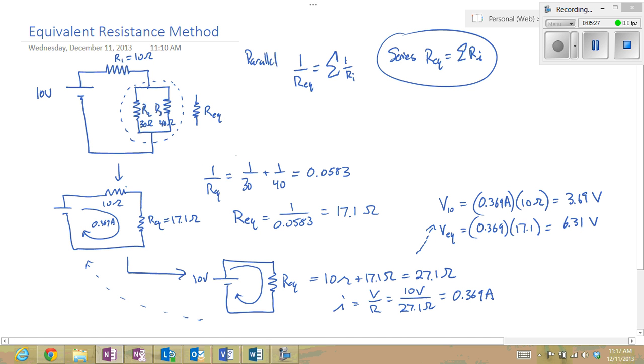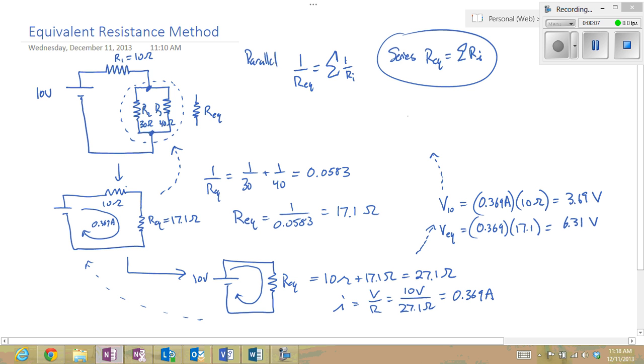Now I can go back another step. So here I'm going to fall back to my previous diagram. And I now know from the top end to the bottom end of the parallel combination that 6.31 volts is dropping across that combination. And we know that in a parallel situation, the same voltage drops across each piece of the parallel combination, which means that I have 6.31 volts dropping across my 30 ohm resistor and across my 40 ohm resistor. So now I can drop back mathematically and solve for the currents.